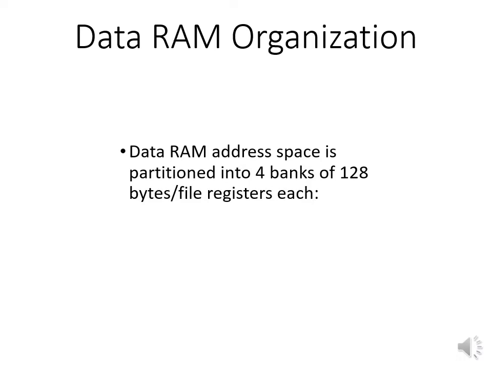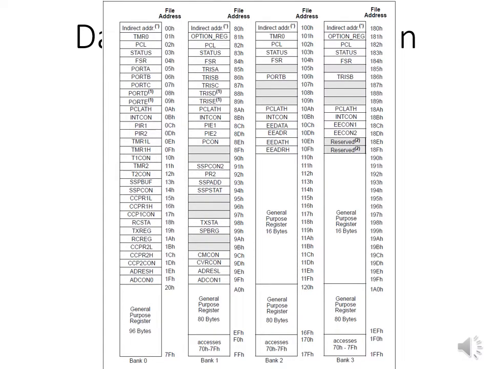Each file register is 8 bits wide, or is a byte wide. The address space is partitioned into 4 banks. Each bank has 128 file registers. Bank 0 is addresses 00H to 7FH. Bank 1 is addresses 80H to FFH. Bank 2 is addresses 100H to 17FH. Bank 3 is addresses 180H to 1FFH.